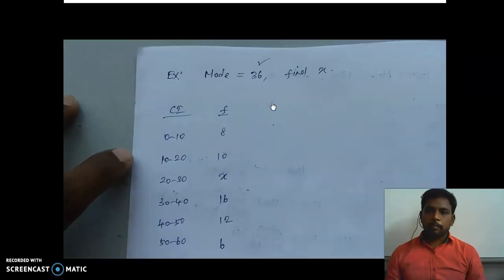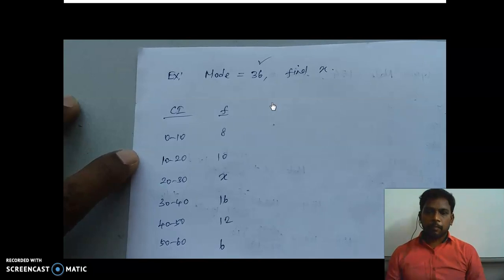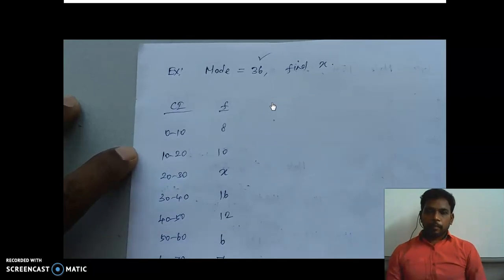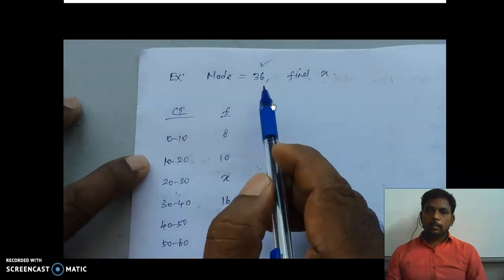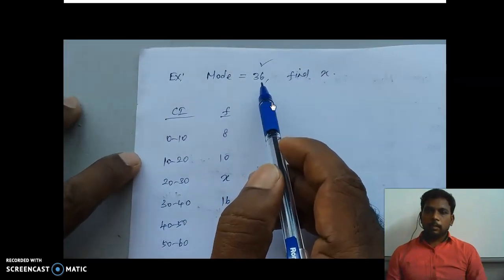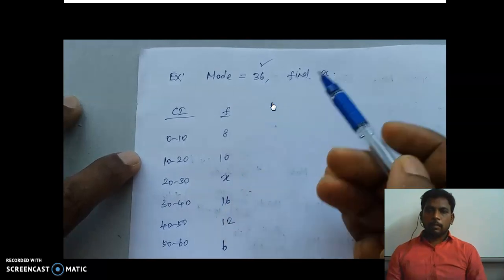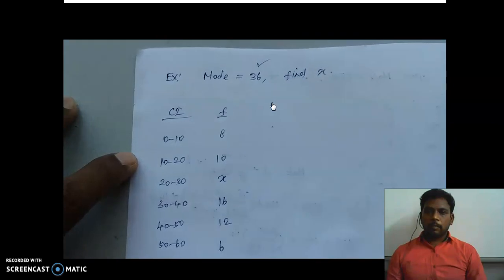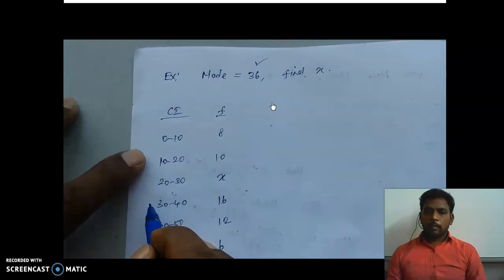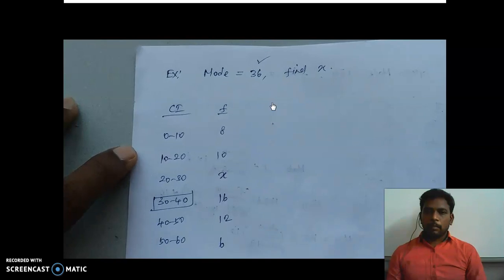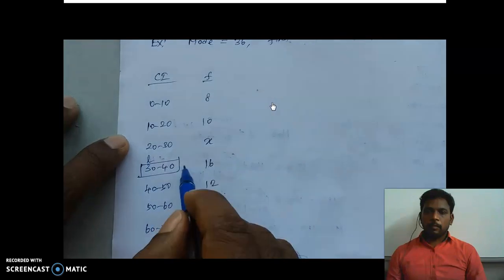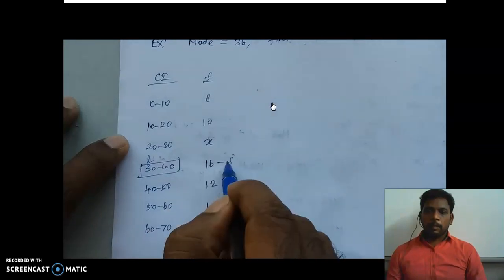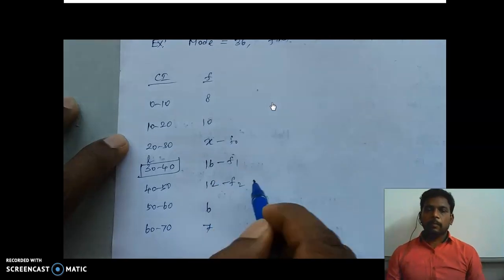Here what is given: mode equal to 36, and we are going to find the value of x. Before finding the unknown value, it is necessary to find the modal class. How can you find the modal class? Your mode value always lies within the modal class. Here 36 is given, so 36 lies in which interval? Here, 30 to 40. So 30 to 40 is your modal class, and this is the lower limit, that is the L value, and the corresponding frequency is your f1, then the previous value f0, and the succeeding value f2.